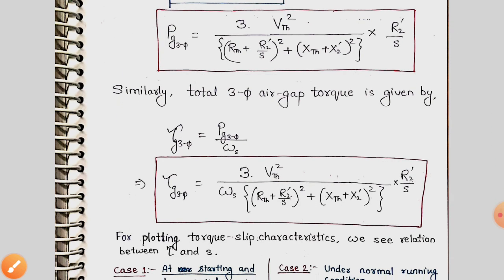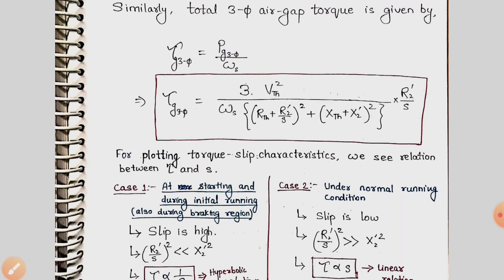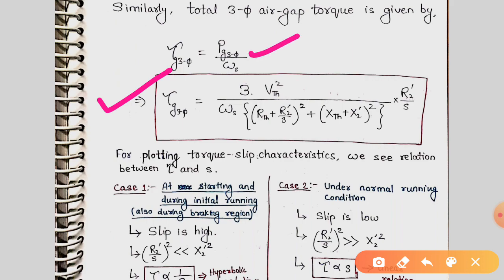Similarly, we need to find the formula for the air gap torque. This is very important. This is air gap power upon omega Sm. So it is equal to 3 VTH square upon omega S, RTH plus R2 dash upon S whole square plus XTH plus X2 dash whole square, into R2 dash upon S.